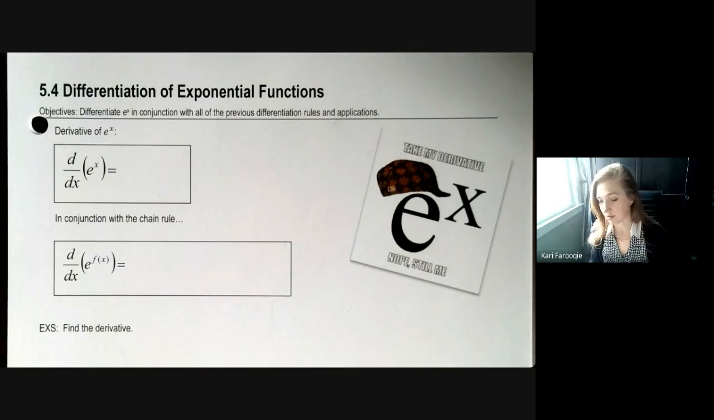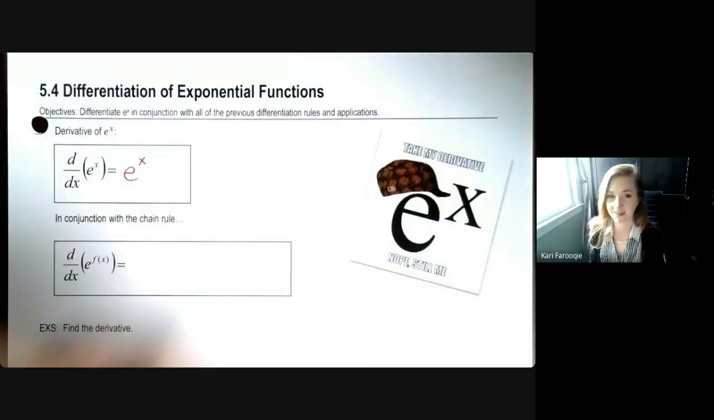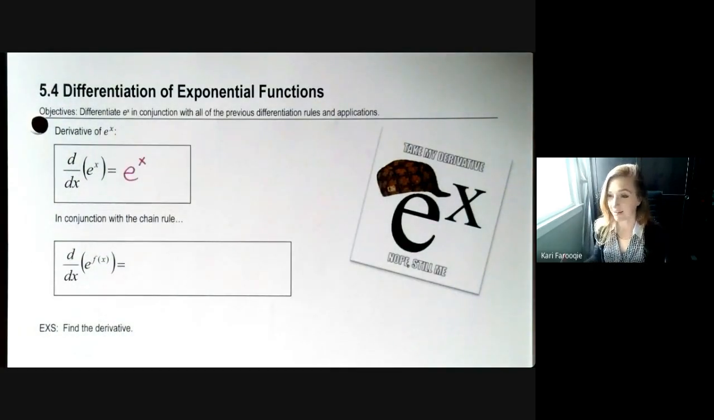So our objectives are to differentiate e to the x in conjunction with all the previous differentiation rules and applications. That basically means we're going to do everything we've been doing already, just now with exponential functions. So let's get started. First of all, the derivative of e to the x. Don't panic, the derivative of e to the x is e to the x. So that is at least a welcome addition to what we're learning here. As long as you just have e to the x, its derivative is e to the x.